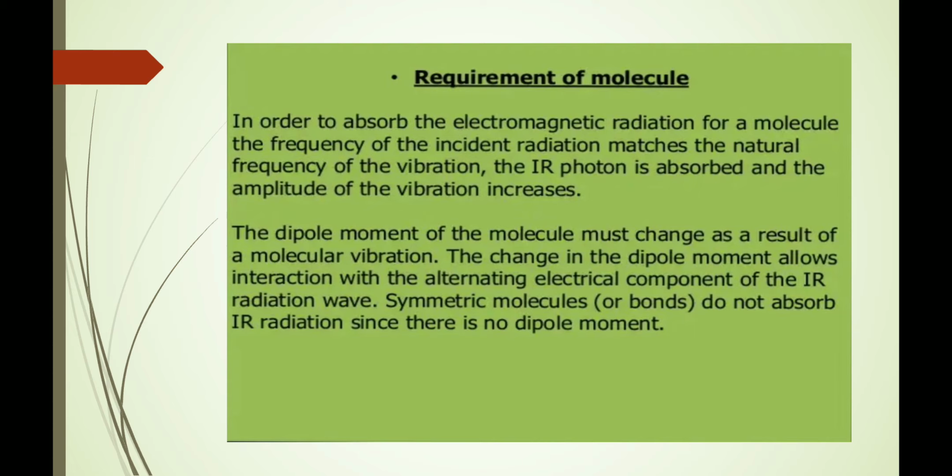Now, requirements of a molecule. In order for a molecule to absorb the electromagnetic radiation, the frequency of the incident radiation must match the natural frequency of the vibration. The IR photon is absorbed and the amplitude of the vibration increases. The dipole moment of the molecule must change as a result of a molecular vibration. The change in the dipole moment allows interaction with the alternating electrical component of the IR radiation wave. Symmetric molecules or bonds do not absorb IR radiation since there is no dipole moment.